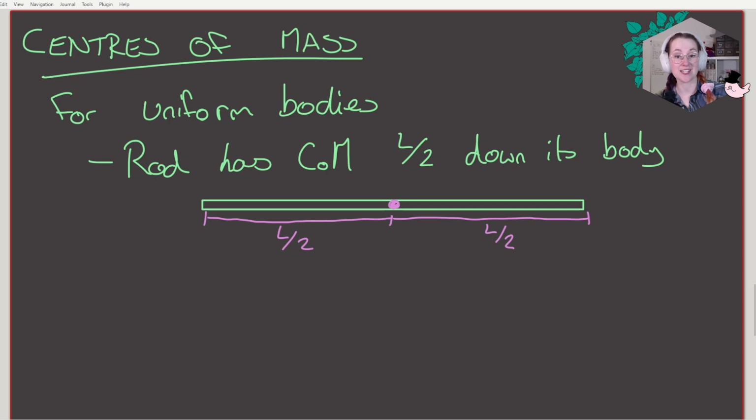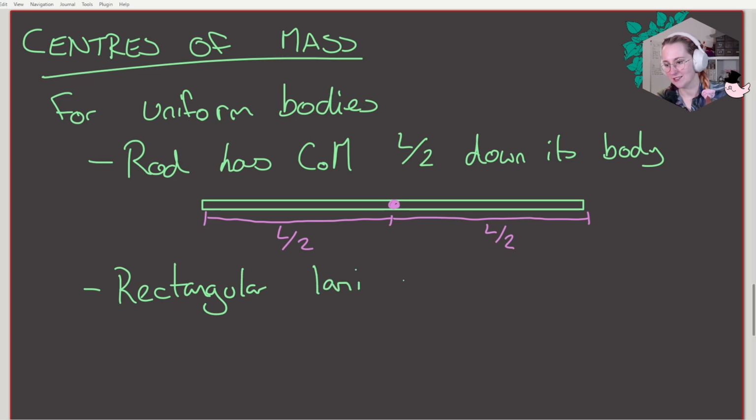Thank you, I used a cheat. There's a tool that lets me draw squares. For a rectangular lamina, which is a perfectly thin 2D shape, it is where the diagonals meet.